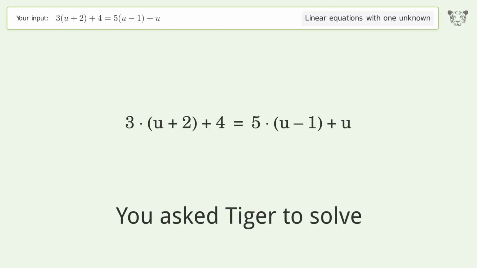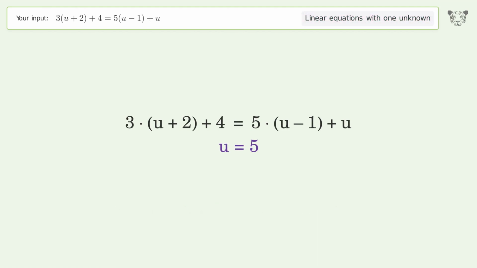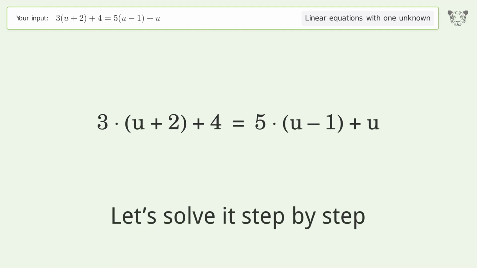You ask Tiger to solve. This deals with linear equations with one unknown. The final result is u=5. Let's solve it step by step.